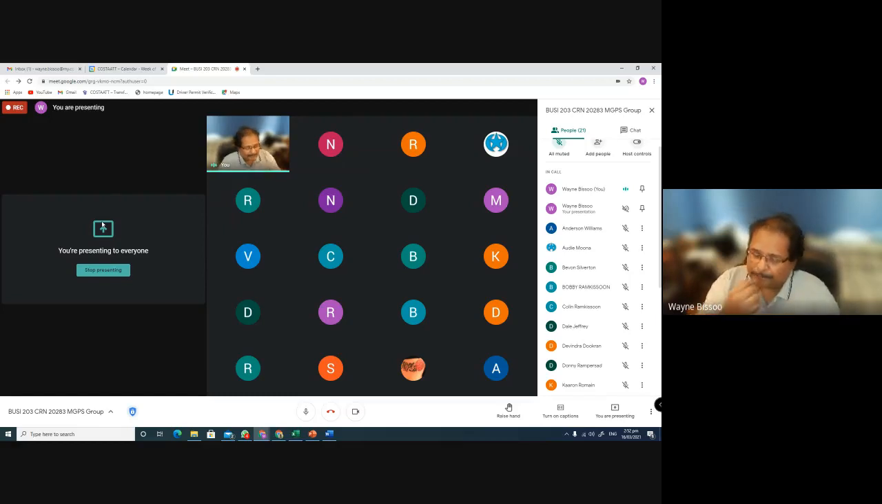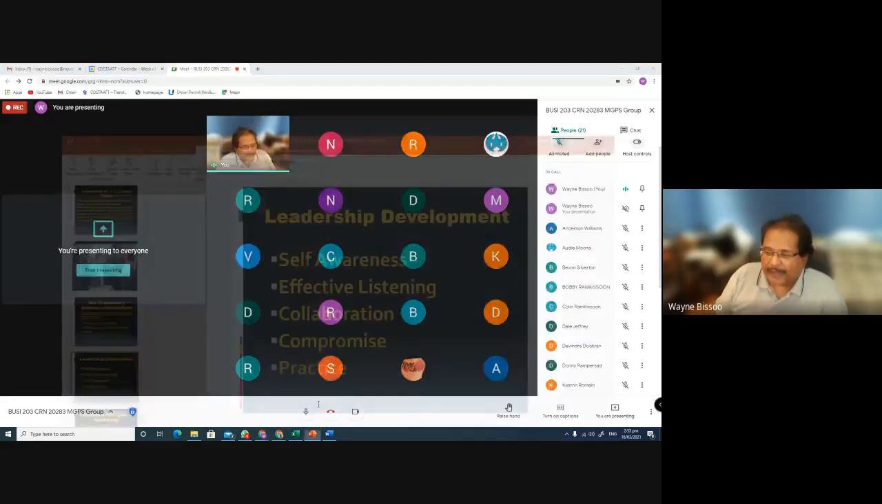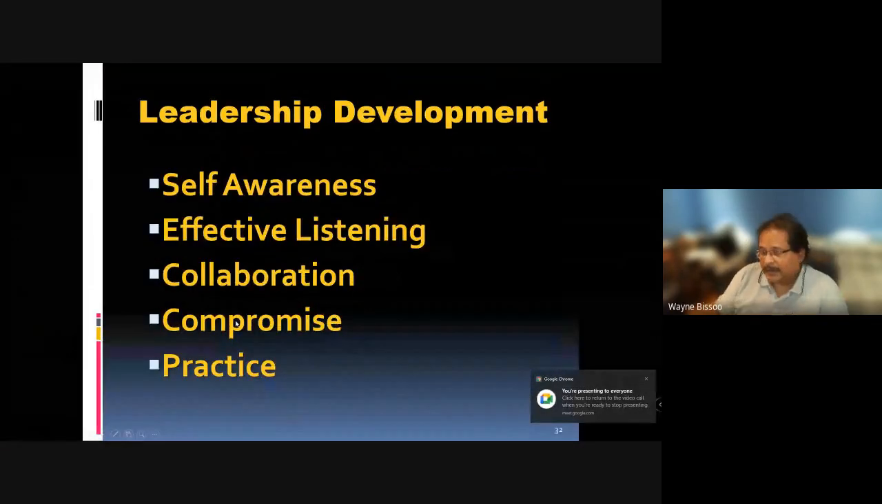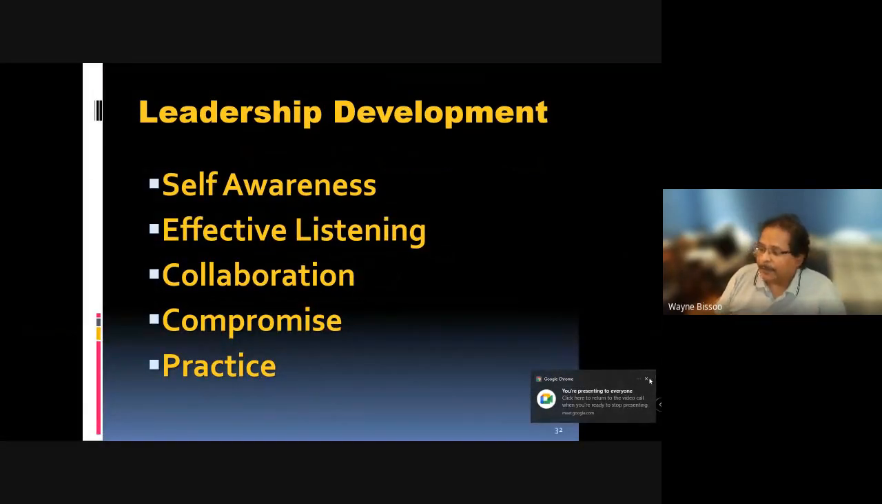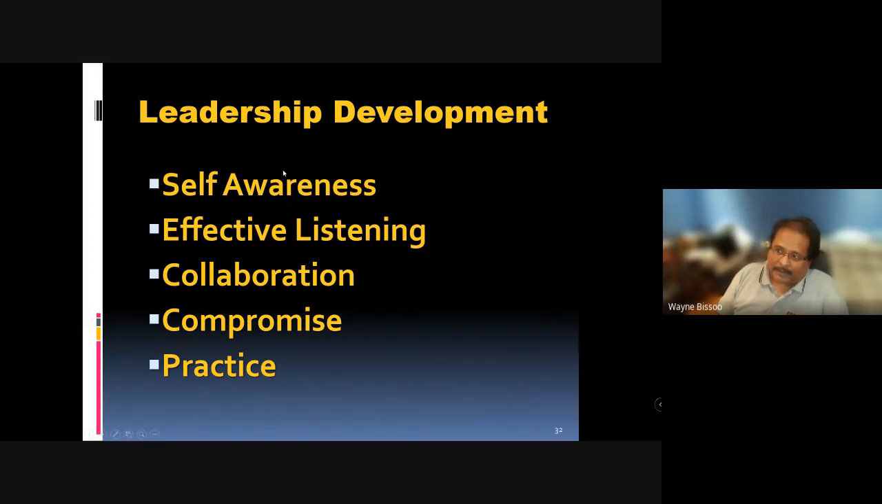And that is a problematic thing, and it becomes even more so when people are unwilling to listen to another person's perceptions or points of view of a particular situation or circumstance. Those things are problematic across the board, and it's something we have to address in the leadership developmental model that we're looking at here. So we understand these developmental requirements: self-awareness, effective listening, collaboration, compromise, and of course practice.